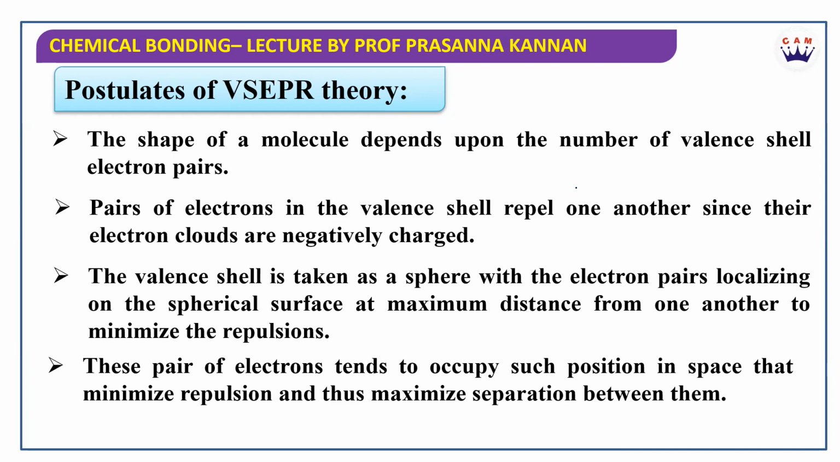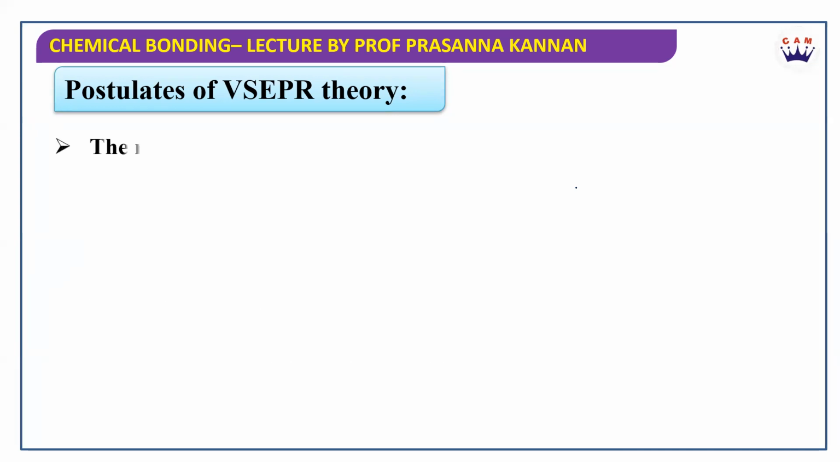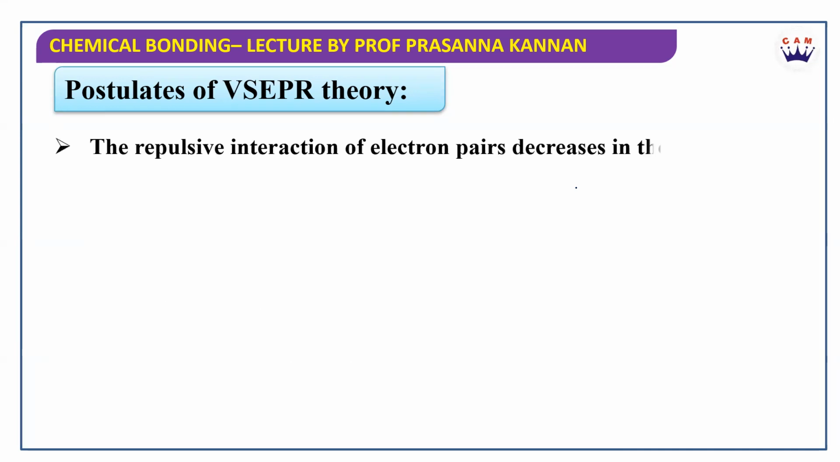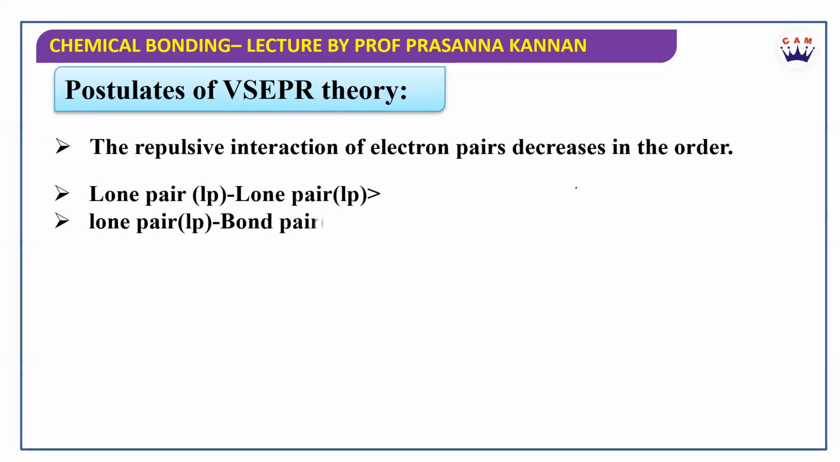Again, a reiteration of the same statement, because you have the entire space with you. So it will be a 3-dimensional arrangement. We will see that in detail going forward. The repulsive interaction of electron pairs decreases in the order I'm going to give you. Lone pair repulsion is maximum. The repulsion between a lone pair and another lone pair is maximum. The repulsive force between lone pair and bond pair is next. And the least is what? Between bond pair and bond pair.